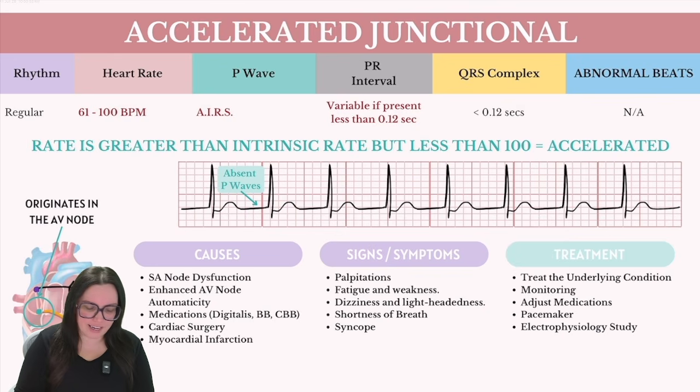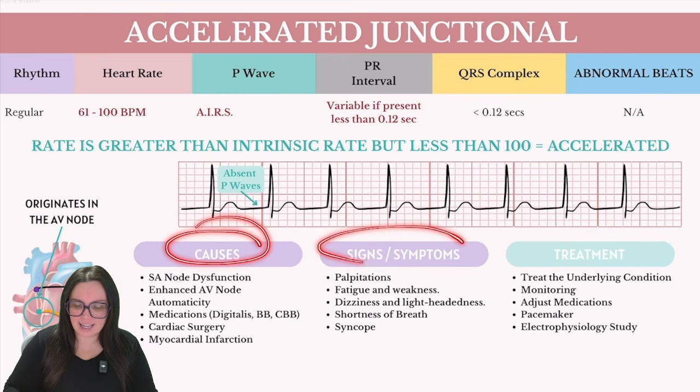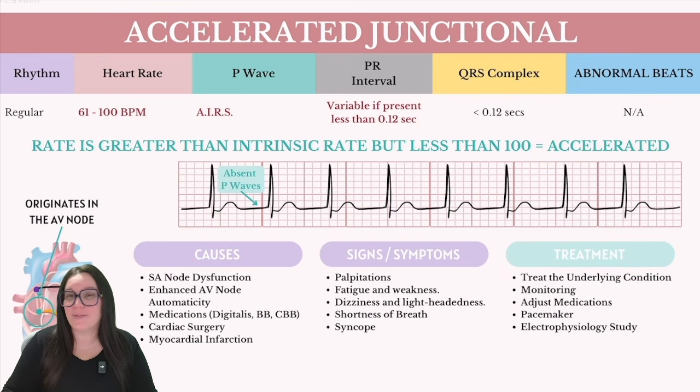So what's going on here? The rhythm is going to be regular. Our heart rate is going to be a little bit faster, 61 to 100 beats per minute. The P wave is going to remain the same. It has to meet that junctional criteria. The PR interval is going to be variable depending on if it's there or not. It's going to be less than 0.12 seconds if it is. The QRS complex is going to be narrow and normal, and we're not going to see any abnormal beats. Ultimately, the causes, signs and symptoms, and treatments are going to remain the same.